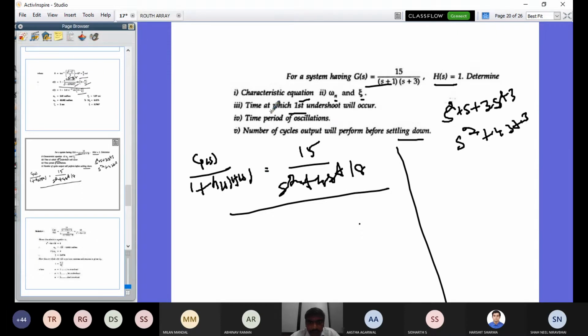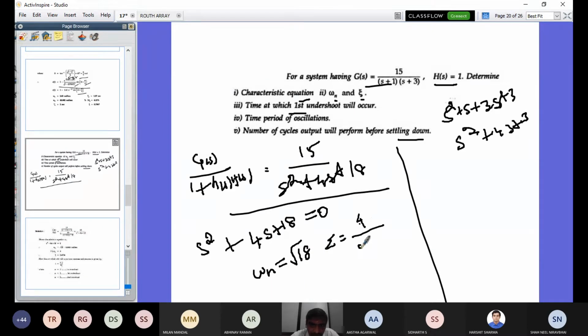No, sir. Okay. Next, you can find the characteristic equation: s square plus 4s plus 18 equal to 0. So what is omega n here? Root of 18. So what is zeta? 4 divided by 2 into omega n. Omega n is root of 18. If you simplify, you will get the answer for zeta.